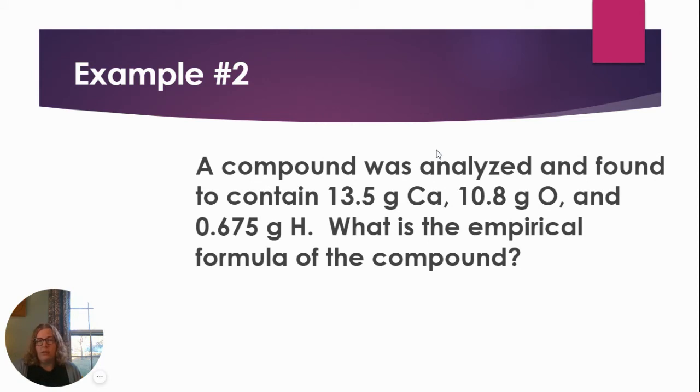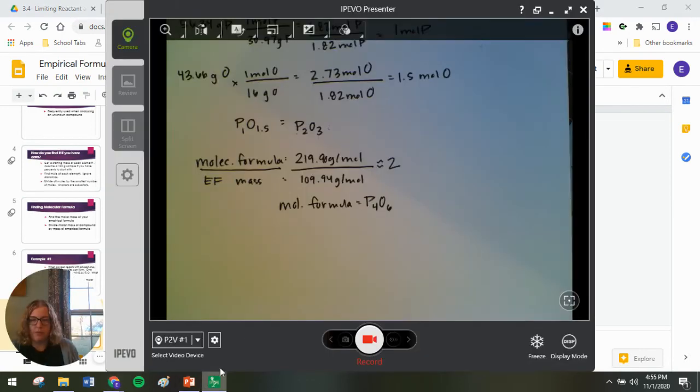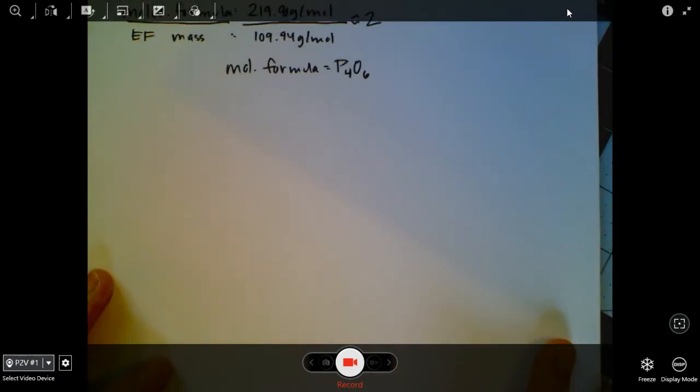So what I'd like you to do is, again, pause the video, work through the example and see if you can figure out the empirical formula. And then when you think you're ready, unpause the video, and then we'll go over the example. Okay, starting back up, we will get into our writing here and then see how it goes.